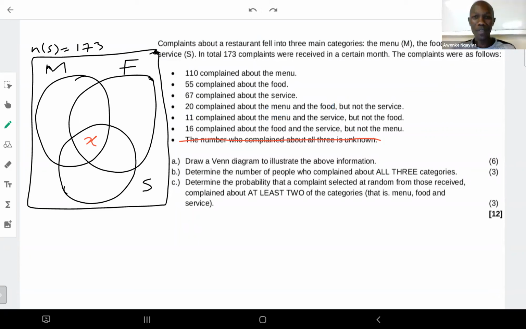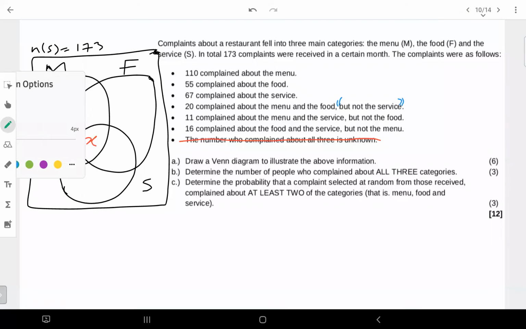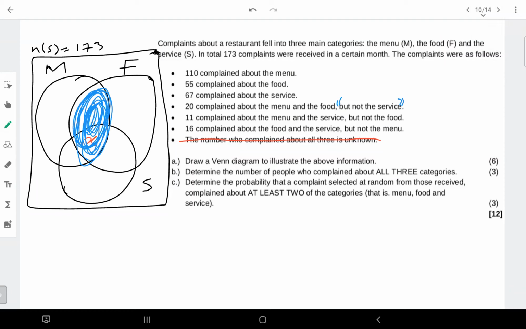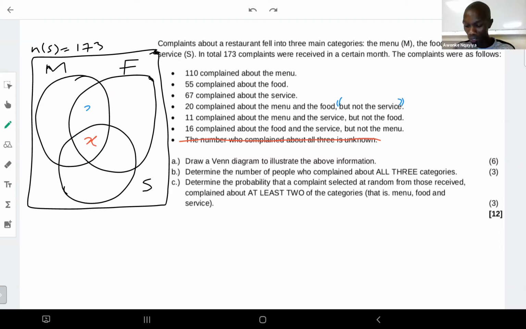So do we understand each other? If that part, but not the service, was not given, then we would say 20 minus X. So analyze the given details. When they say but not the service, that means that has been excluded already. But when they say the complaints about menu and food, that means the bigger intersection, which includes that X. But when they say about menu and food, but not the service, that means that X has been excluded. So it is 20 over there.